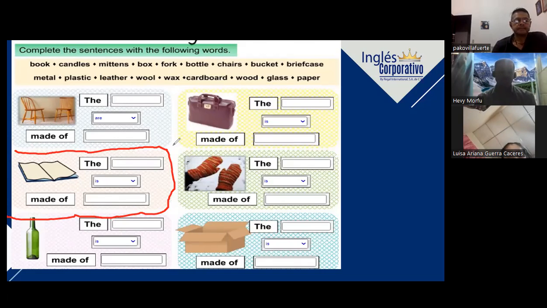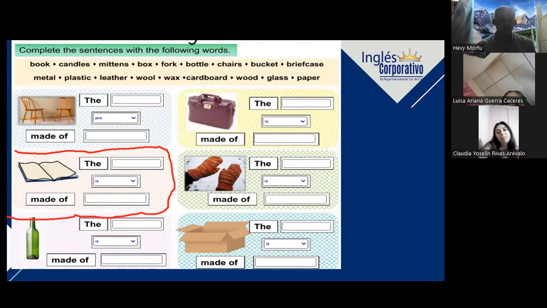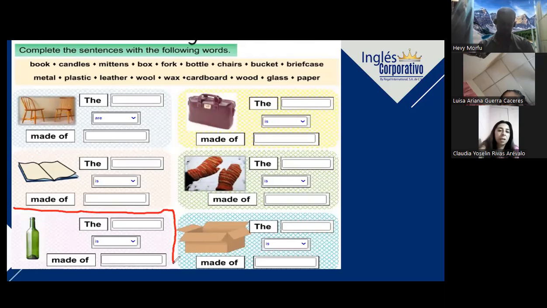Hay otro. The books are made of paper. Okay. Books are made of? Paper. Paper, right? Okay, that's okay too. So we can agree with that one. Okay, look at this one. The bottle is made of glass. Excellent. The bottle is made of glass. Glass. So that's the material. Excellent.